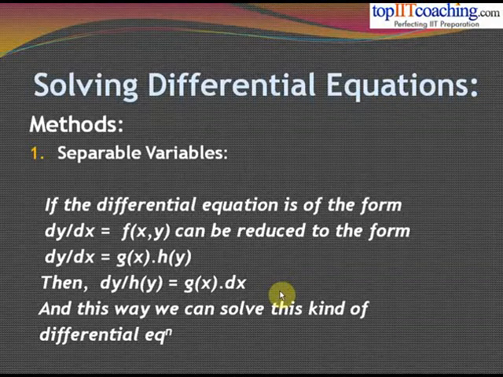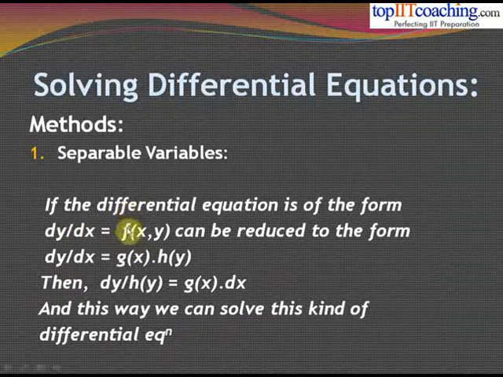So if the differential equation is of the form dy by dx equal to f of x comma y, and if it can be reduced to the form dy by dx equal to g of x into h of y, then we write dy by h of y equal to g of x into dx. This way we have a function of y with dy and a function of x with dx, and this can be easily solved.